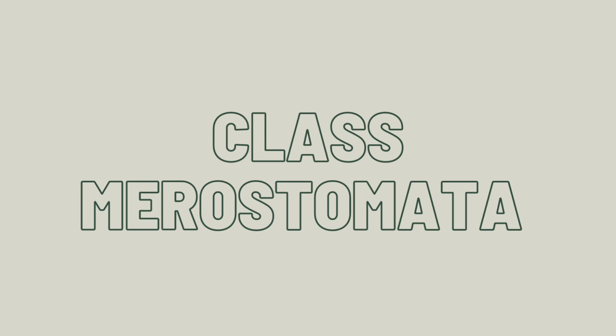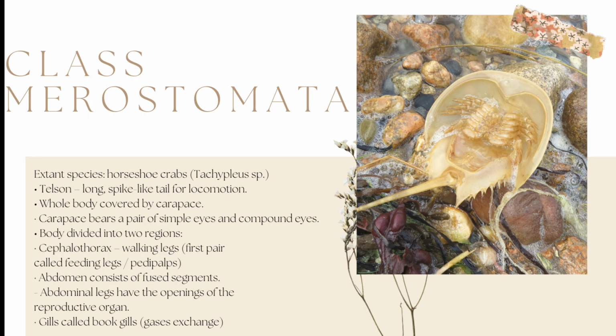Last but not least, class Merostomata. In my opinion, this is the most interesting part of arthropods because it has existed from 500 million years ago. Merostomata includes the now extinct sea scorpions, Eurypterida, and its extant species is the horseshoe crab.